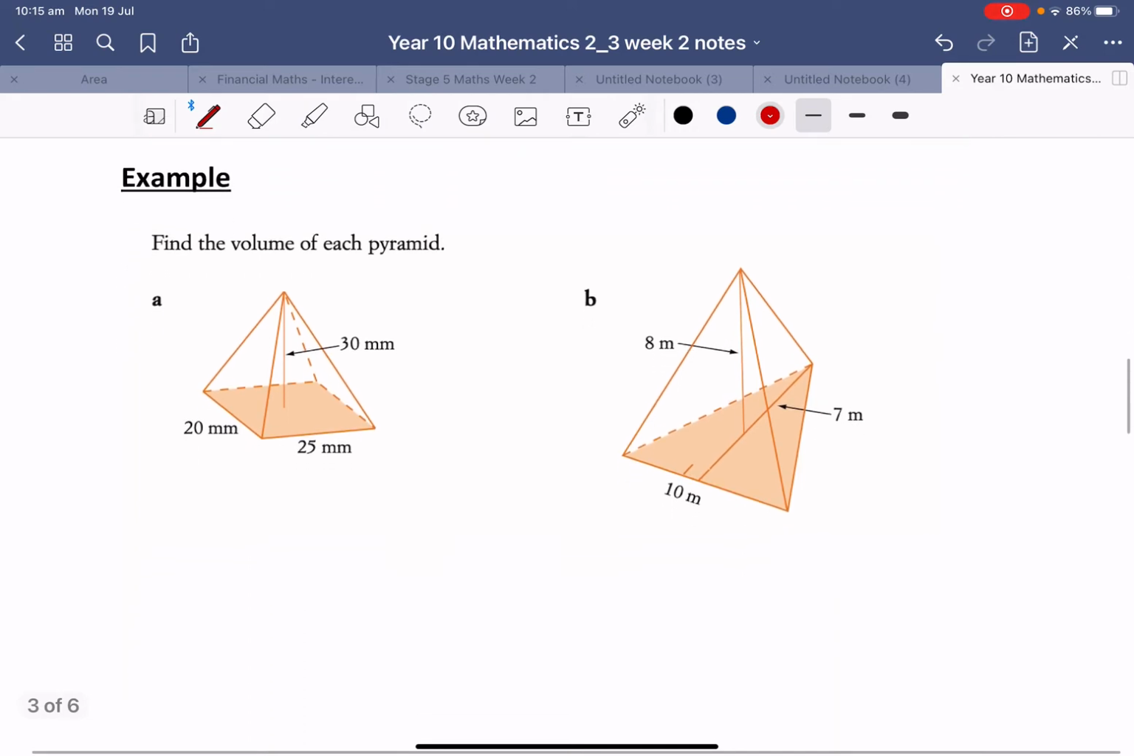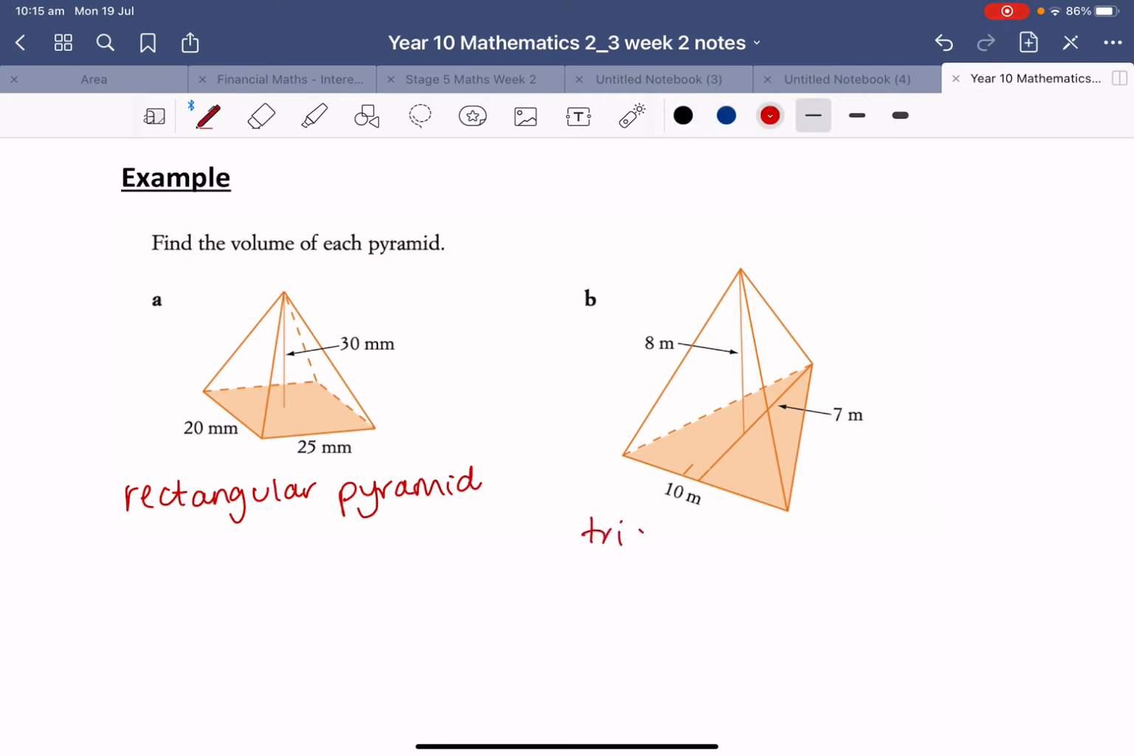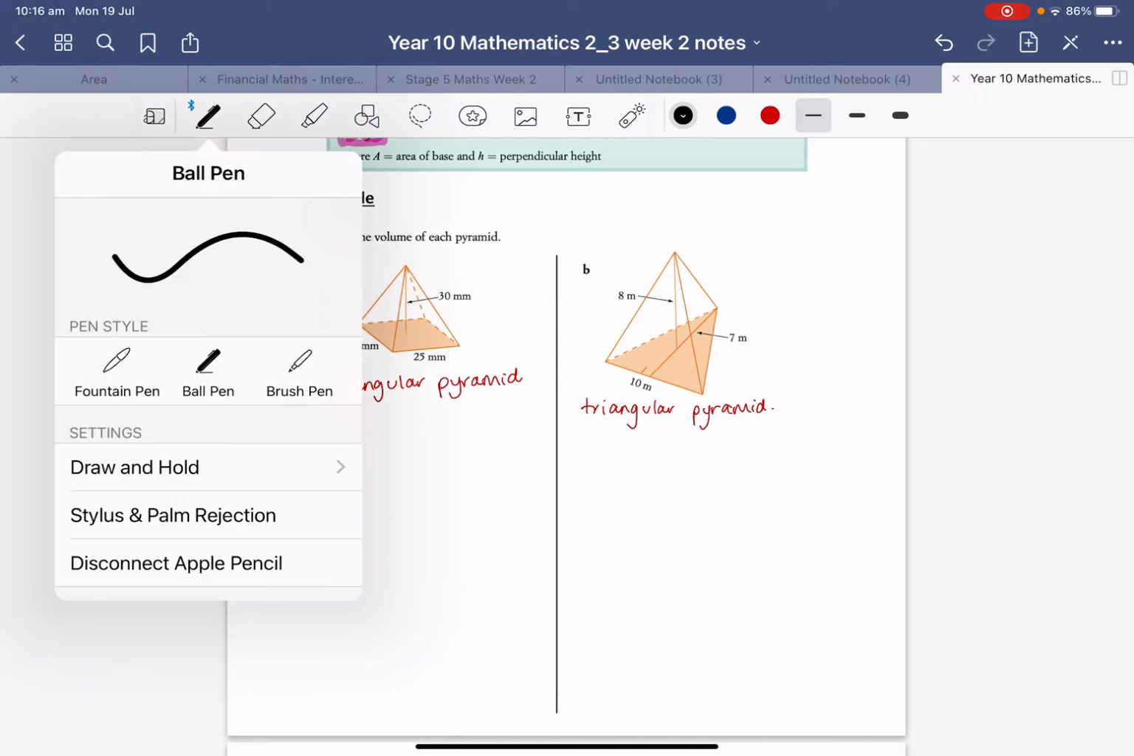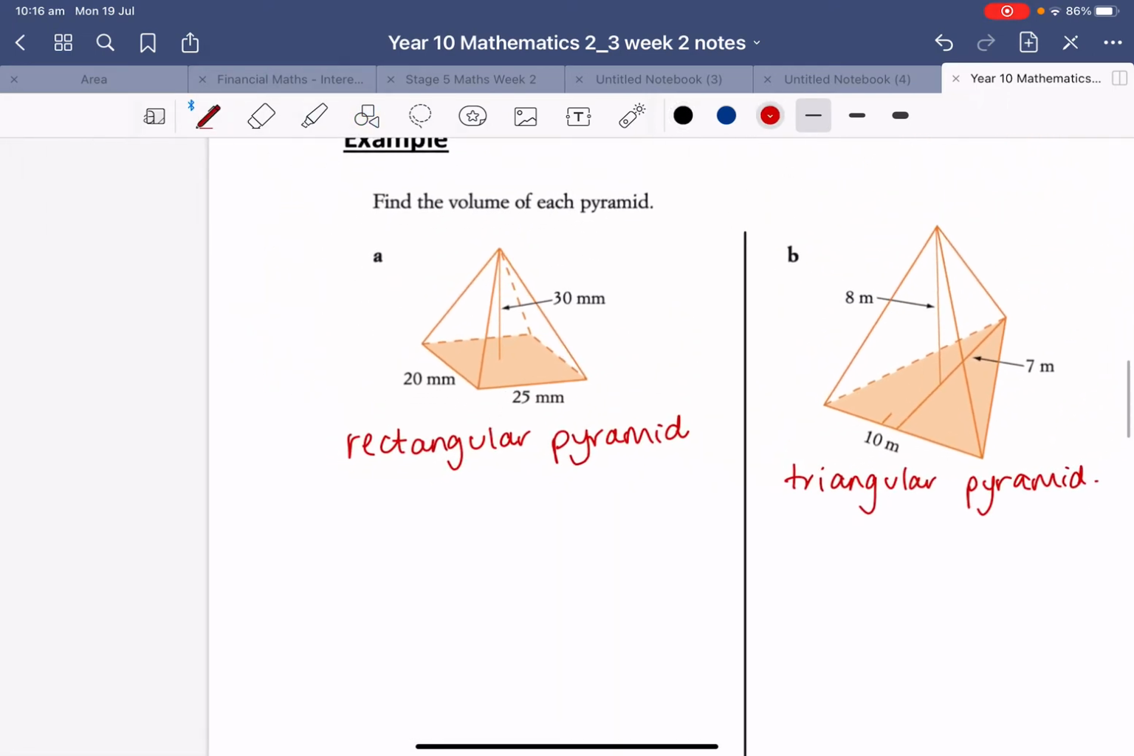So we have one that is a rectangular pyramid. This one here is a rectangular pyramid because it has different sides. And then the other one is a triangular pyramid. Let's draw a line here so we have space. So let's have a look at the rectangular pyramid first.